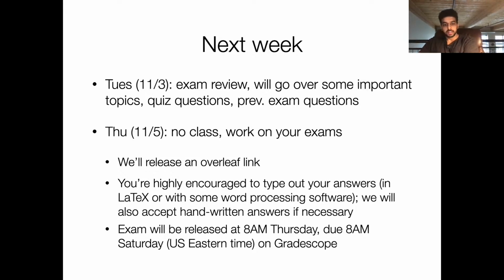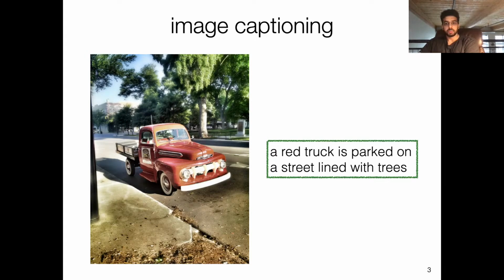Unless there are any other questions, we will proceed to our topic for the day, which is, again, vision and language. So the first task that we're going to be considering is image captioning. Just as a high-level description, your model is given an image as input, and it's asked to produce a piece of text that describes what's happening in that image. So here we would have "a red truck is parked on a street lined with trees," or something like this.